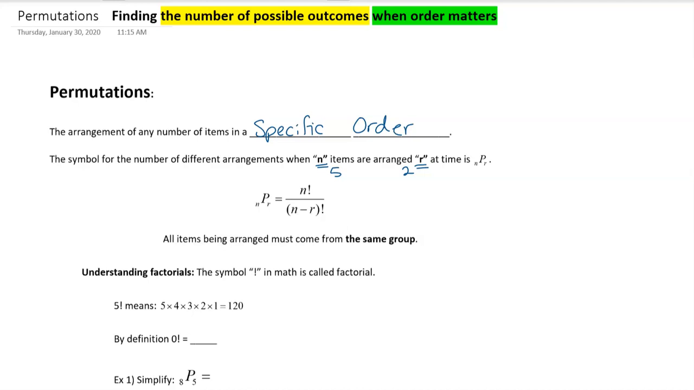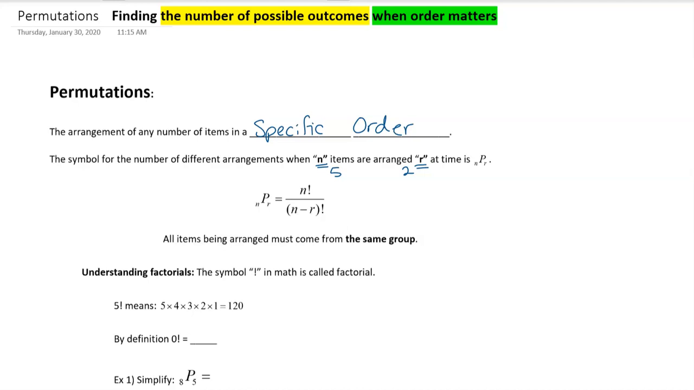This looks like nPr, with a small n and a small r, is equal to n factorial divided by n minus r factorial. And we'll get into factorials in just a minute. One of the things you need to remember is that all of the items you're arranging must come from the same group.